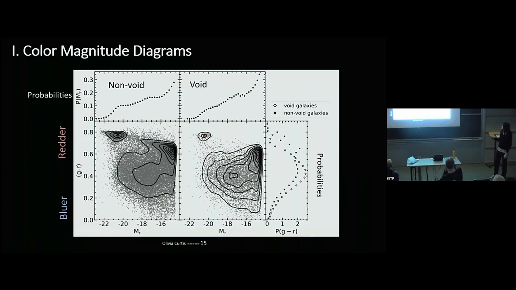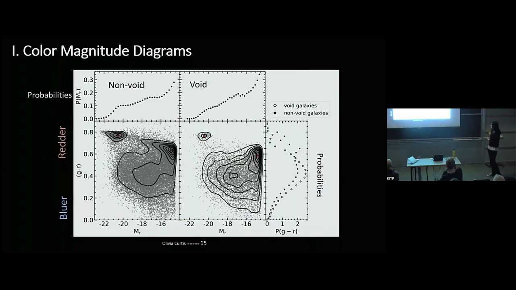These side panels are showing the normalized probability distribution functions for my R band absolute magnitudes and G minus R colors respectively. What we see is that both distributions agree on the bimodal color distribution that we see in observations of real galaxies, with a population of brighter redder galaxies, a green valley in between, and then a peak of dimmer bluer galaxies over on the right-hand side of these plots.